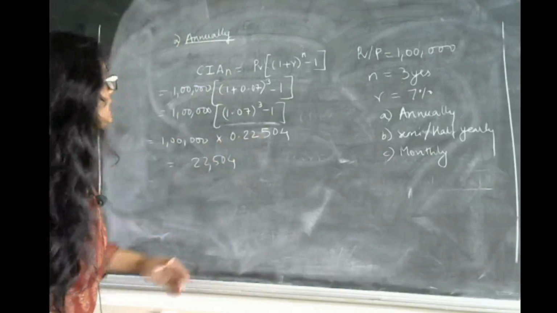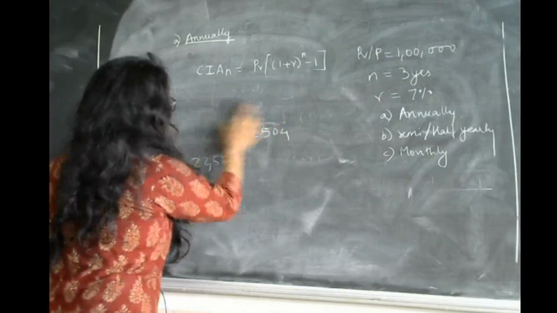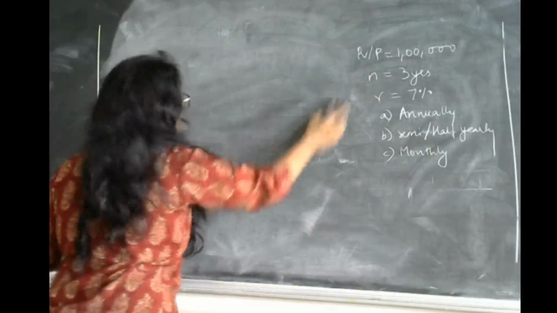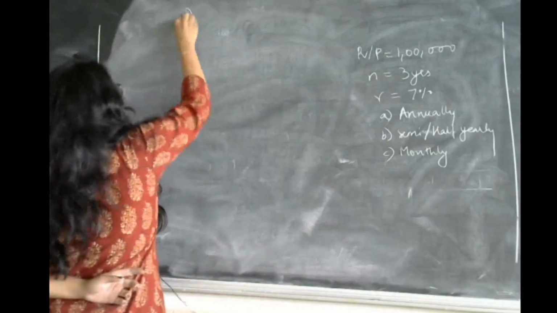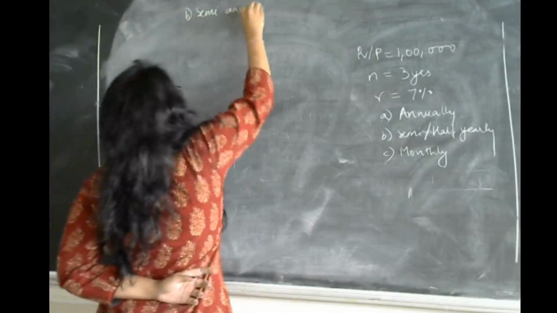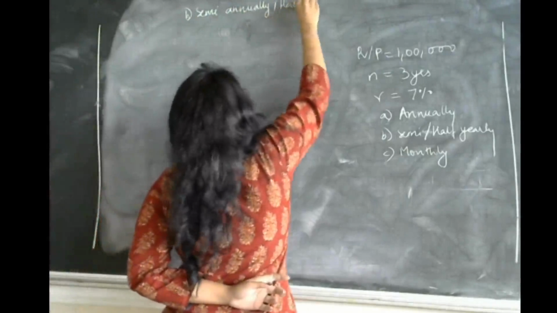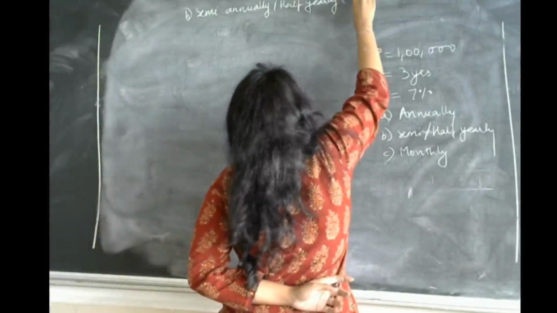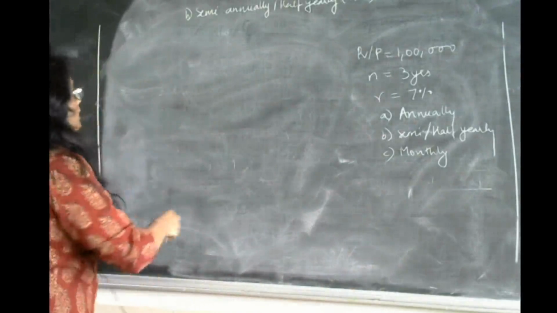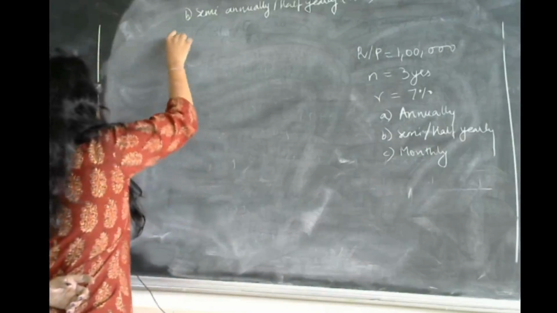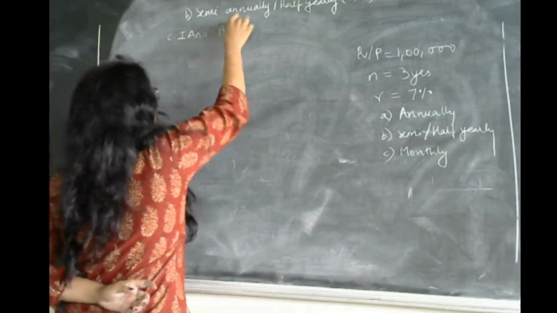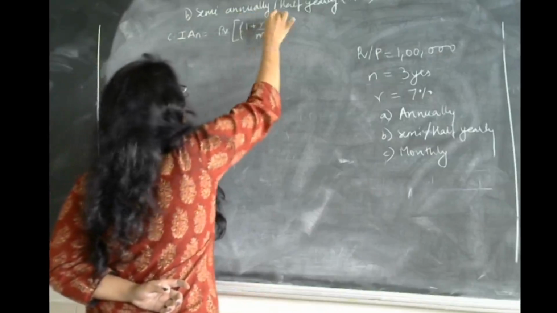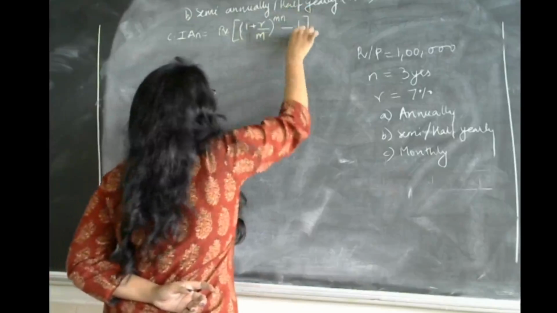Now let us do it for semi-annually as well. The moment semi-annual, or half yearly, comes into picture, we know that m is equal to 2. Now let us take the formula. Compound interest amount for n years is equal to present value times 1 plus r divided by m, the whole raised to mn, minus 1.